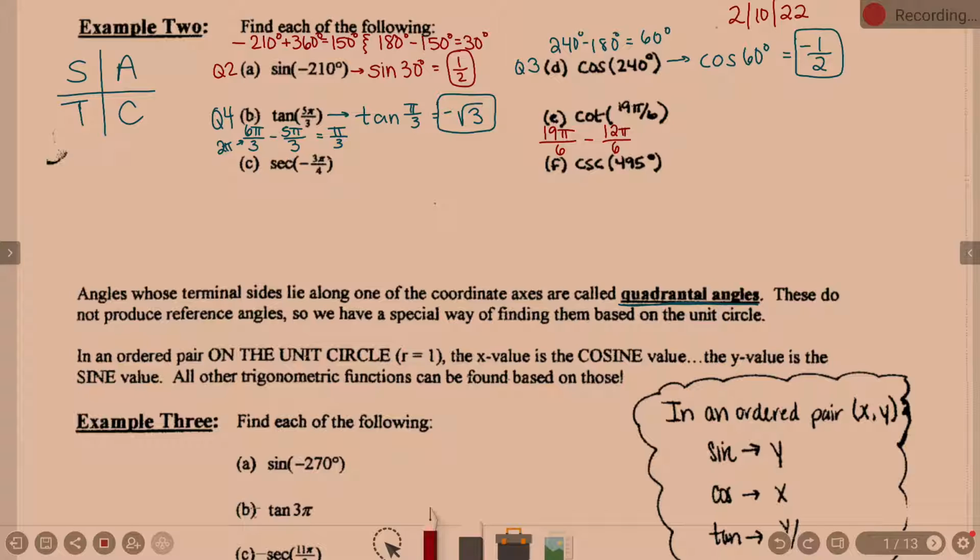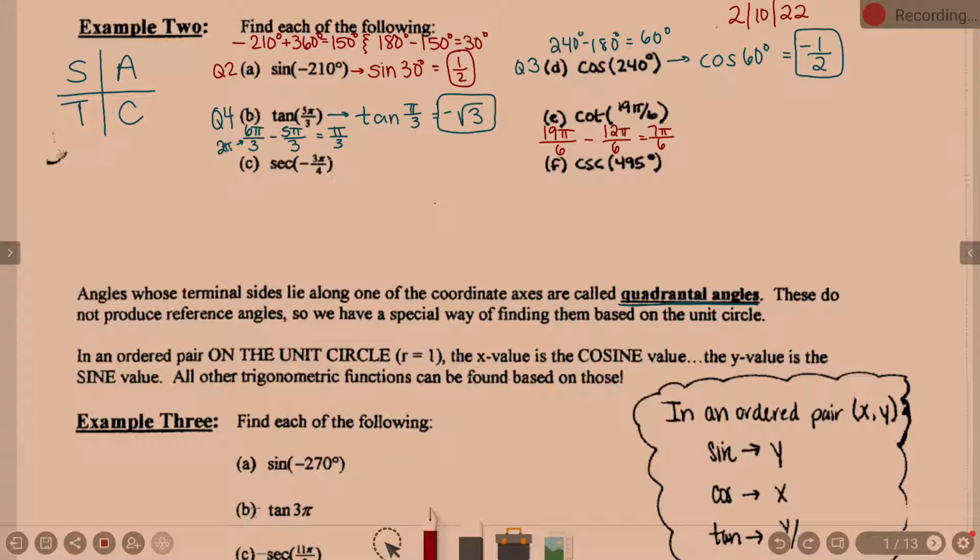What is 19 pi over 6 minus 12 pi over 6? 7 pi over 6? I don't know about you guys, but that's a little bit better. Can you figure out where 7 pi over 6 lands? I can because I know it's a little bit past pi. I know 7 pi over 6 is a little bit bigger than 1 pi.